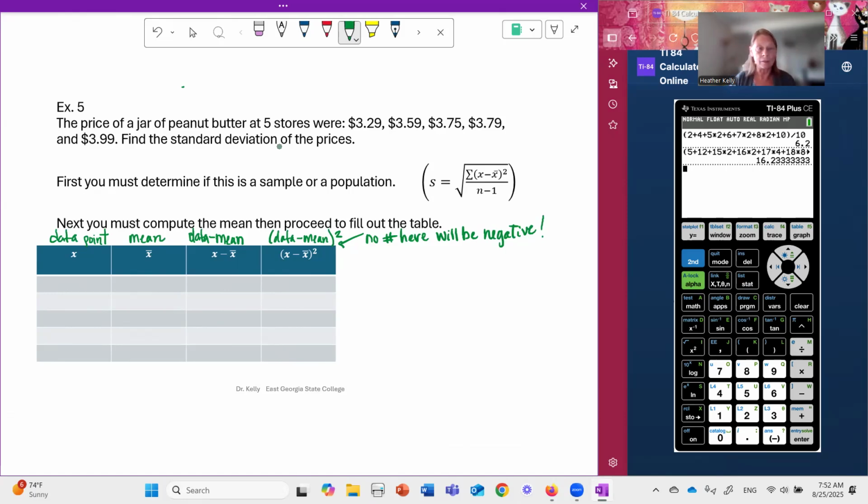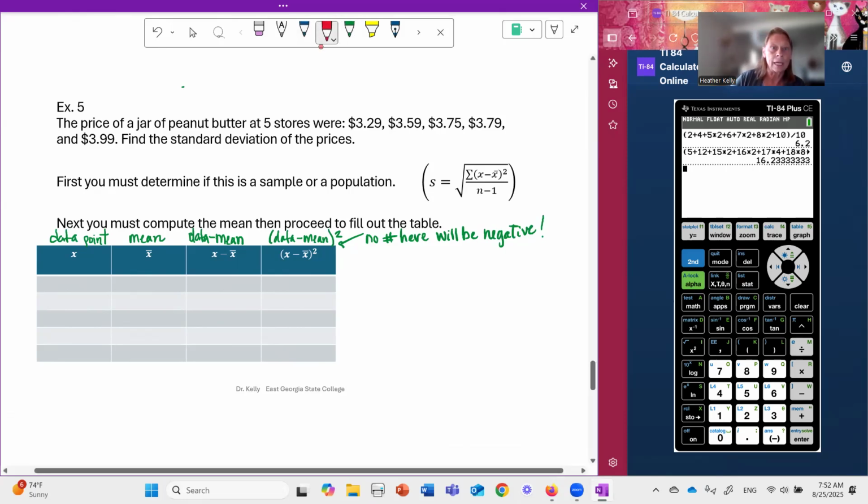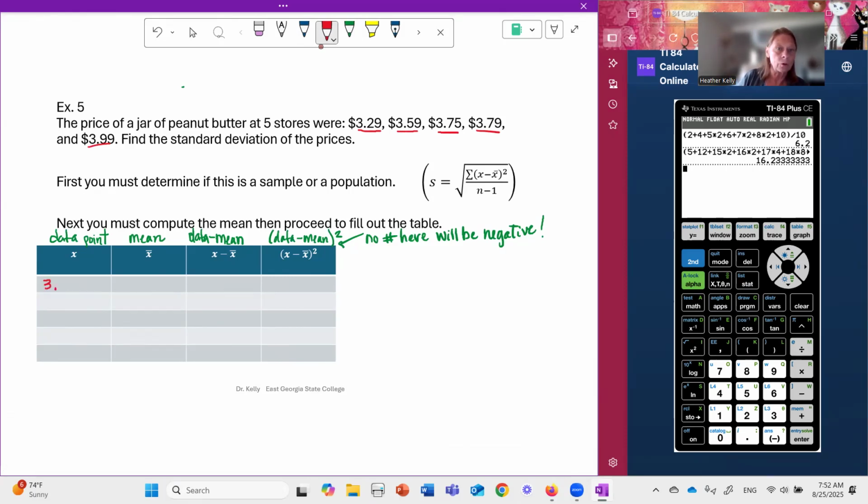Okay, so let's get started here. The first thing we do is write in all of our data points. These are the prices of the 5 peanut butter jars. I have $3.29, $3.59, $3.75, $3.79, and $3.99.